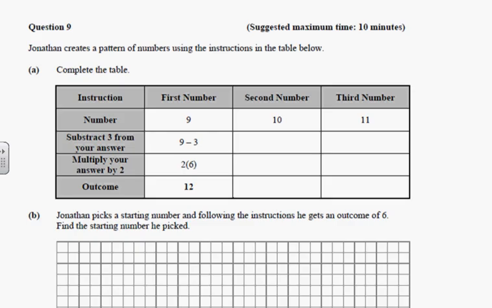John creates a pattern of numbers using instructions in the table below. Complete the table. First number is 9, second number is 10, third number is 11. Subtract 3 from your answer. So it's 10 minus 3, which is 7, and then it's 7 bracket 2, which is 7 and 8.